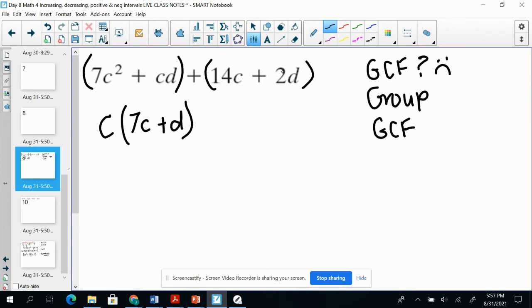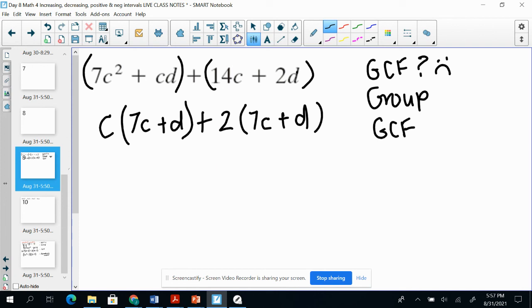Now I'm going to look at my second set. I have a 14c and a 2d. 2 is going to be the largest number I can pull out, and then c and d, so no common factors as far as variables are concerned. 2 times what gives me 14? That's going to be 7. And there's still that c left over because we didn't pull one out. Remember, kind of cheating, but this side has to match this side, and you want to go ahead and try it out because you could have messed up on the first one too. And then 2 times what gives me 2d? That's going to be just d, because 2 times 1 gives me 2. And then we have the d.